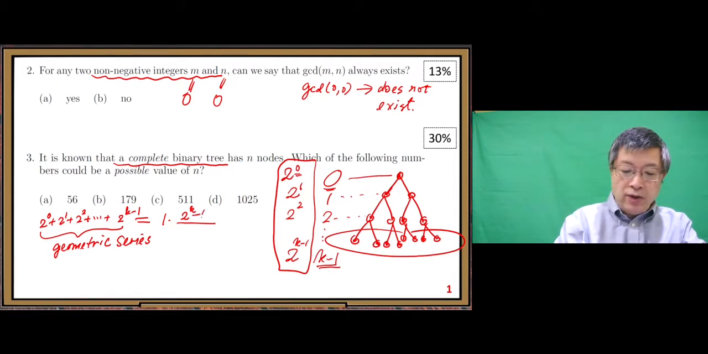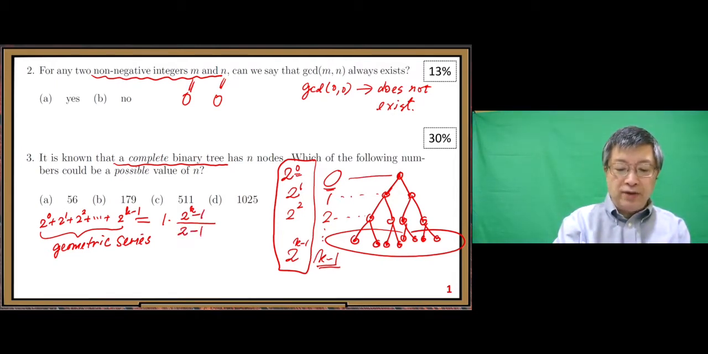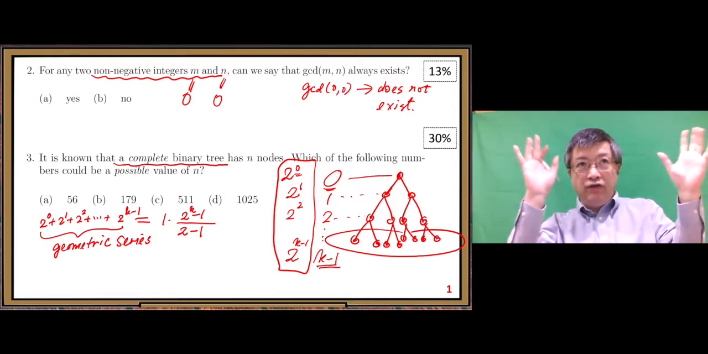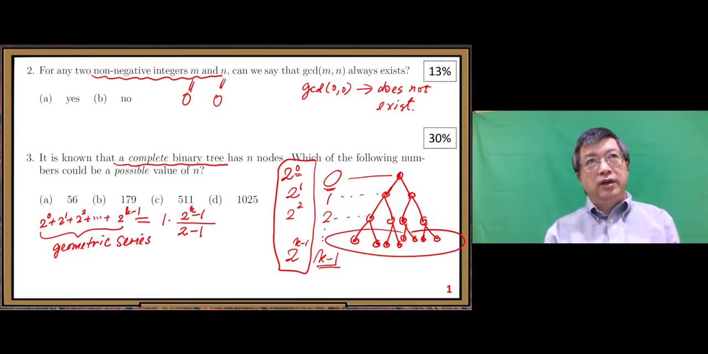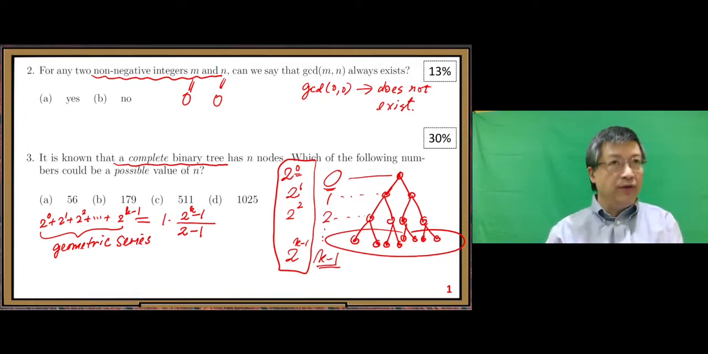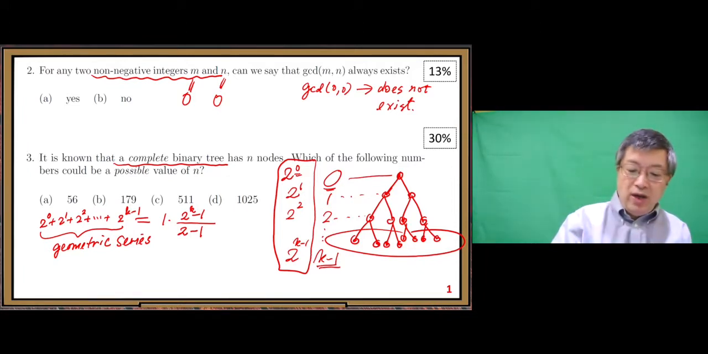So minus 1. The common ratio number is 2, minus 1, okay? Whatever, the formula is that. Try to find that formula if you are not familiar with it. But after simplification, we have 2 to the k minus 1.